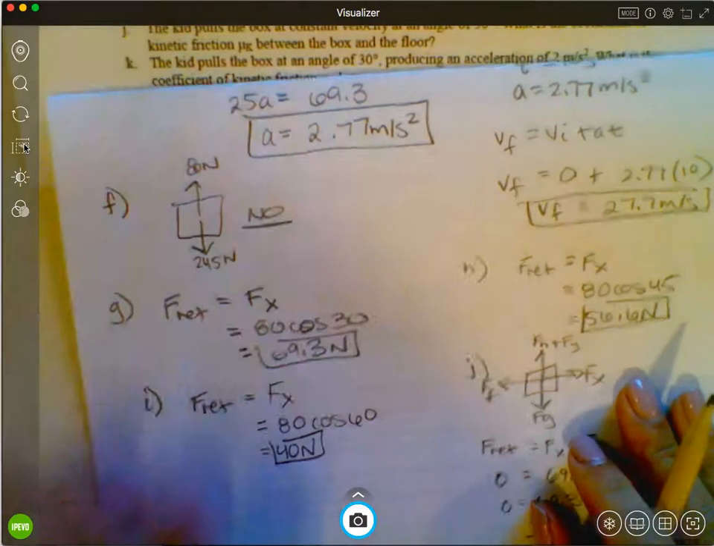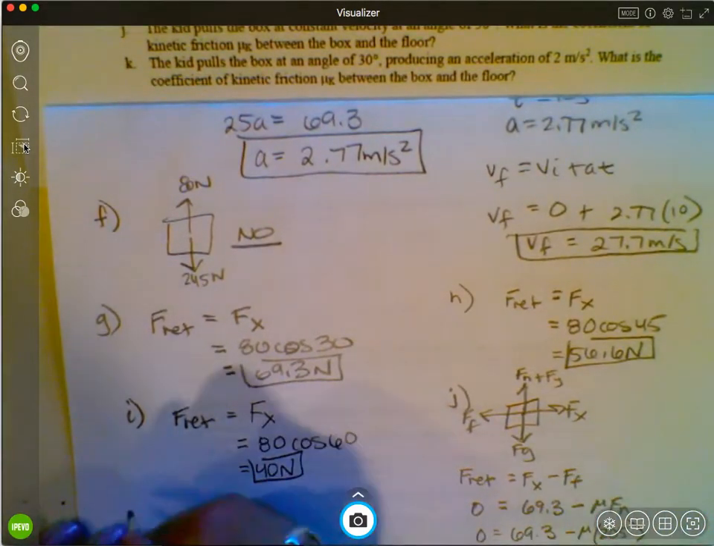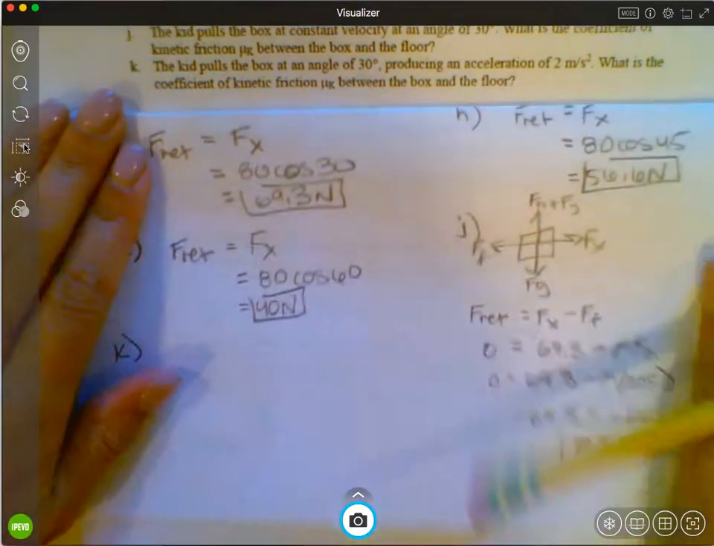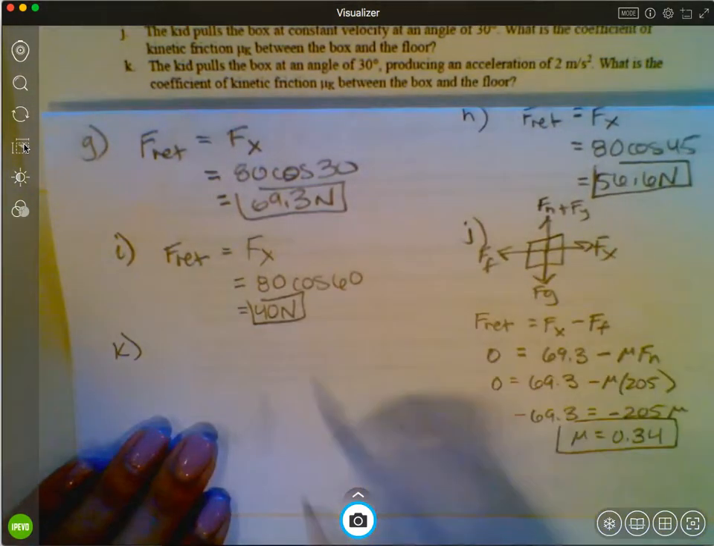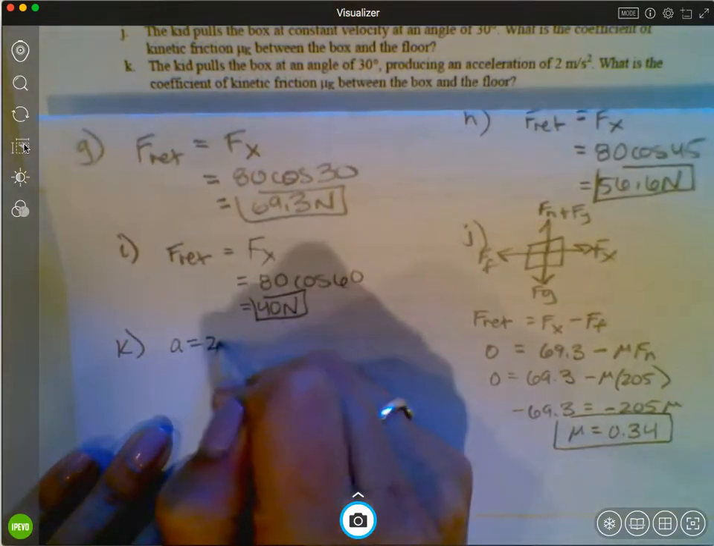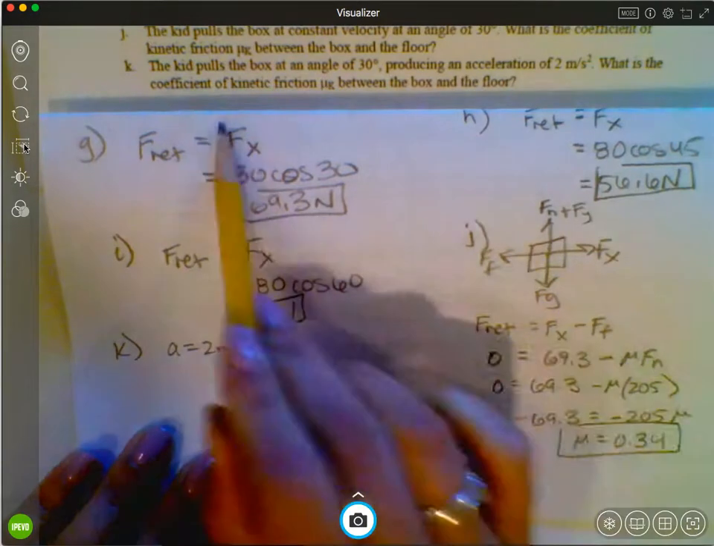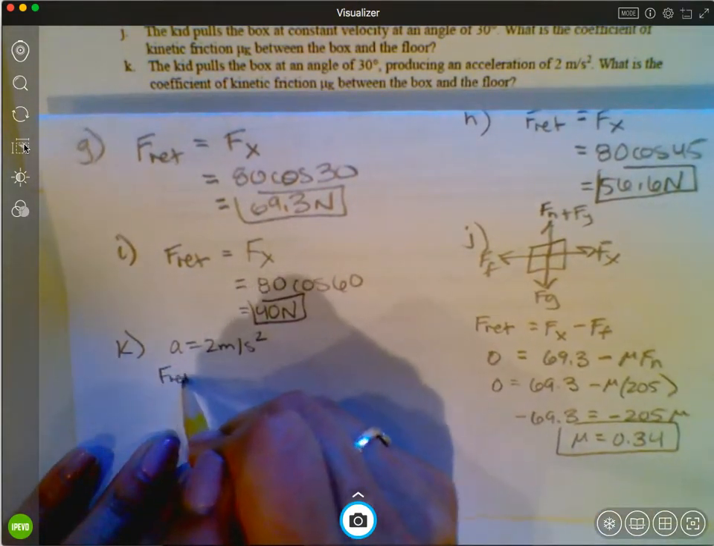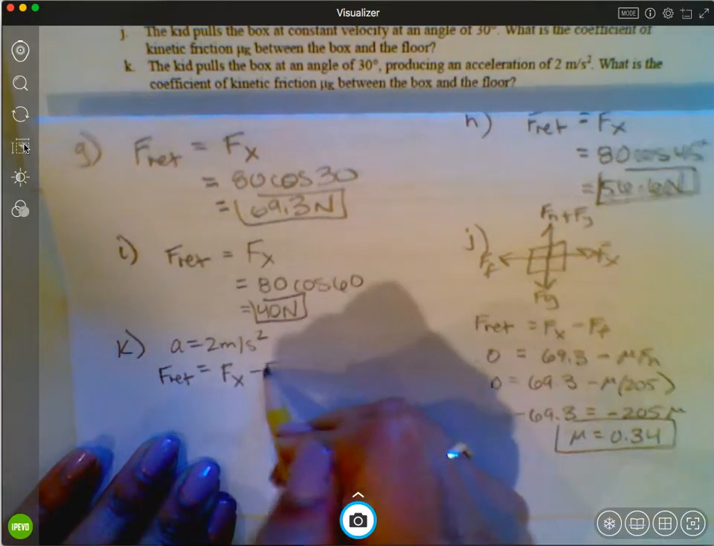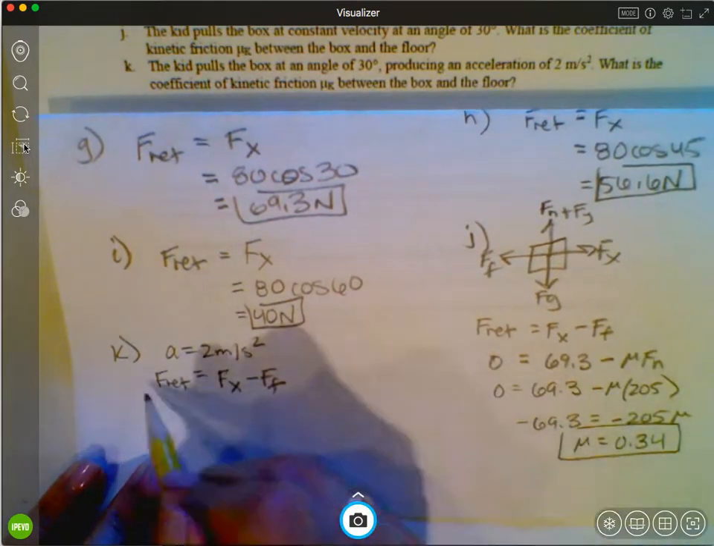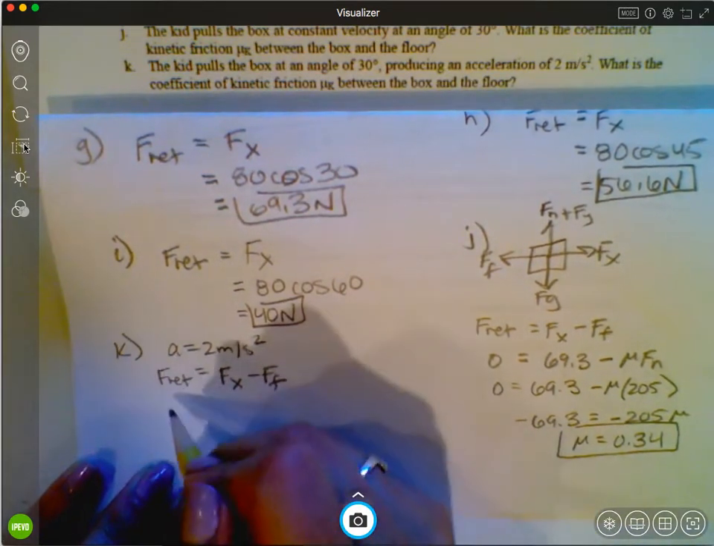Now, part K, which is the last piece here, I'll do over here. Fold this a little more so you can see. All right, part K. The kid pulls the box at an angle of 30, producing acceleration. Okay, so now a is 2. What is the coefficient of friction? Okay, so same idea, right? Here's our free body diagram. Net force is the same equation. Fx minus F friction, right? But now F net is not 0, because the previous case was a constant velocity. This actually has acceleration of a equals 2.